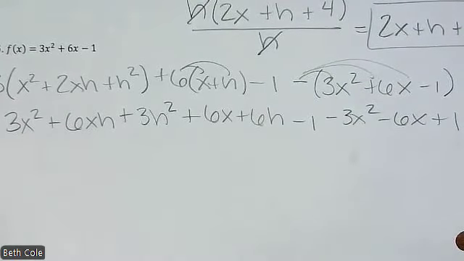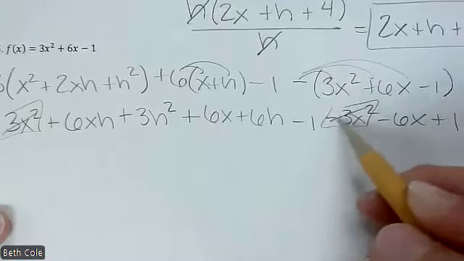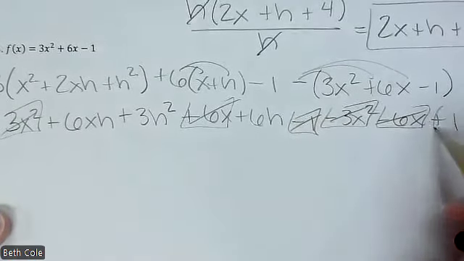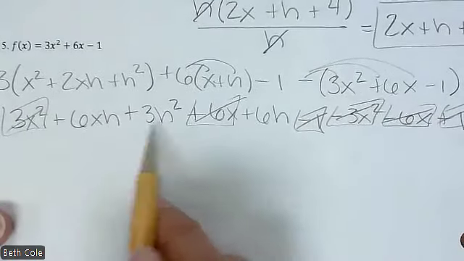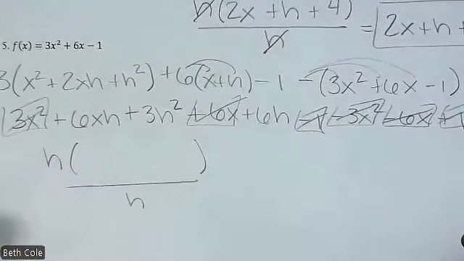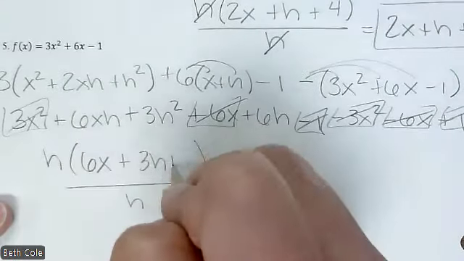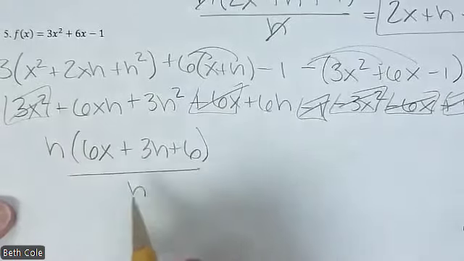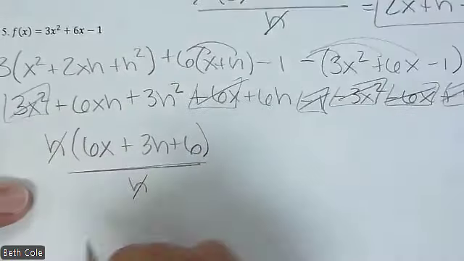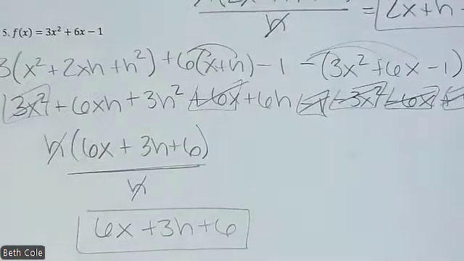All right, now stuff should go away. So what? Hopefully a lot of things. All right, 3x squareds are gone. All right, 6x is gone. And the 1s. Everything else should have an h in it. These are our 3 terms that are left. So when you factor out an h, what's left? 6x plus 3h plus 6. And again, if you weren't writing over h, this is the step where I want to see it back because I want you to show me they cancel. And then what's left is your final answer.